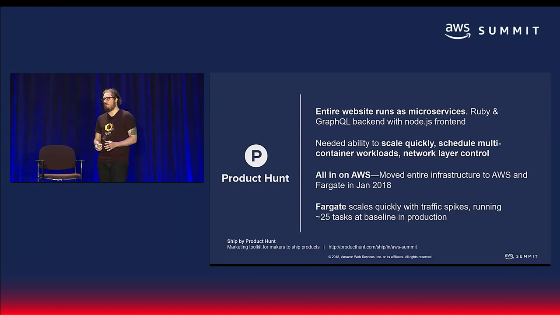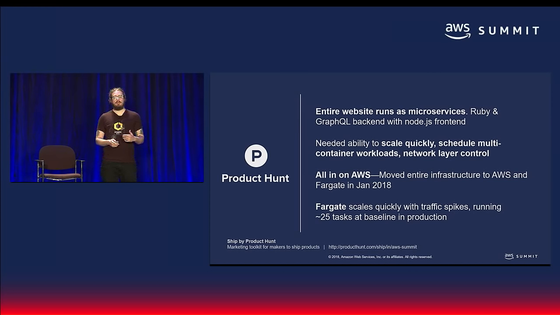Because they wanted to be able to scale quickly without worrying about EC2s, they want to be able to schedule multi-container workloads where different containers communicate with each other. And they wanted to have robust controls between which containers can talk to other containers. So they decided to go all in on AWS and AWS Fargate in January 2018. And they were able to move this application stack over very quickly because AWS Fargate offers this simplified resource model that doesn't require a lot of learning.